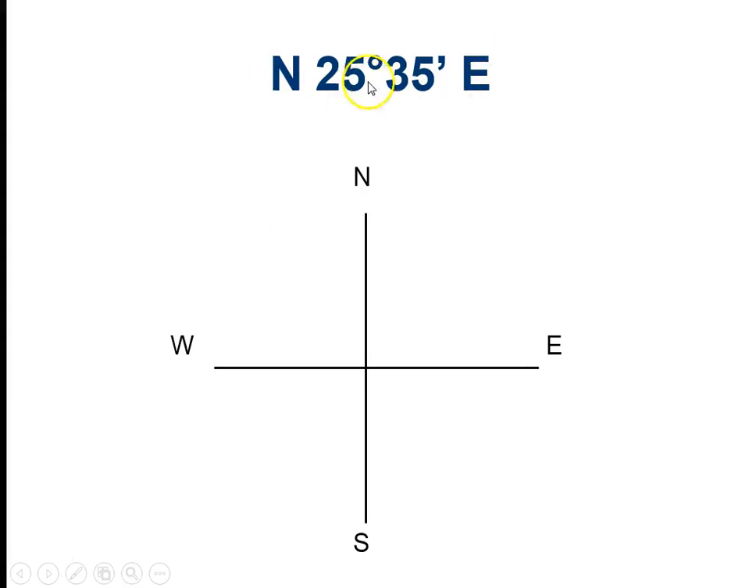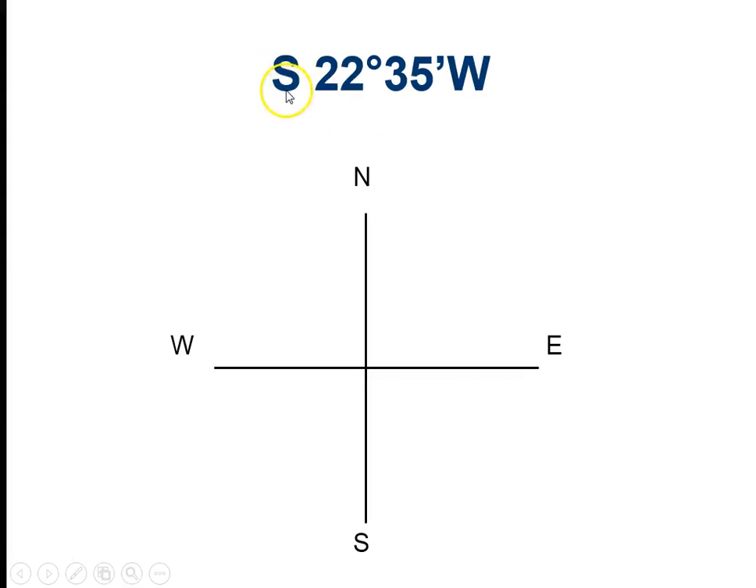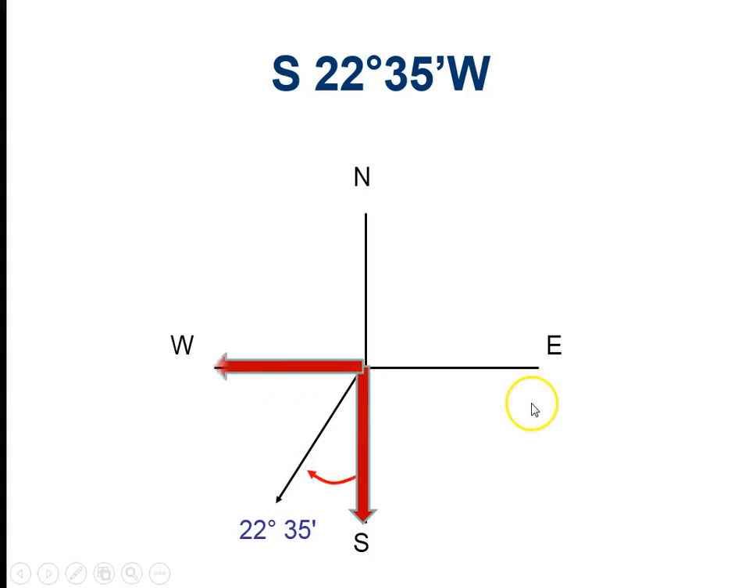Start at north, go 25 degrees and a little bit toward the east. Start at north, go 25 degrees. Halfway would be 45 degrees, right? So 25 is about there, toward the east. Let's do another one. Start at south, go 22 degrees, so that's 45, 22 is about halfway here, toward the west.